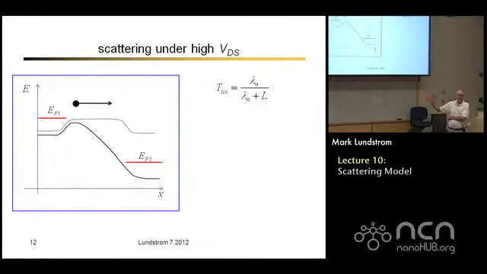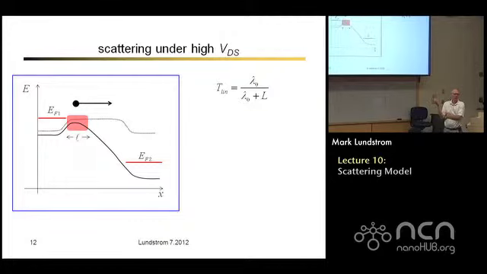Their mean free path is really short, and it's varying spatially from the source to the drain. So if the mean free path is really short, you would expect that the transmission would be really low. But the transmission is even higher.